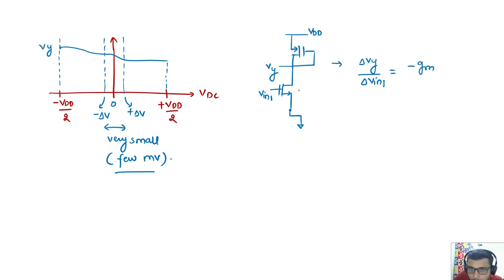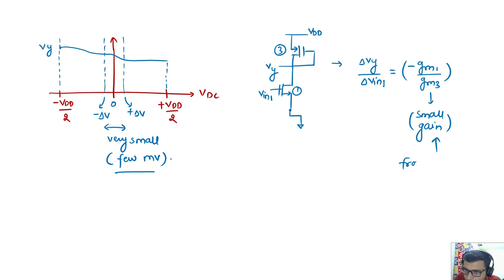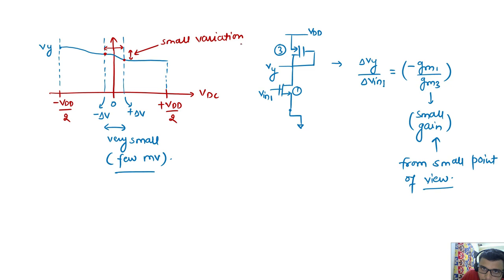What is it? It is gm of 1, let this be called 1 and this 3, divided by gm of 3. That's it, no? So it is a small gain from a small signal point of view. This can also be seen from the large signal point of view. When we are varying this signal, in this particular regime of 2 del V, you can see this variation is not much. It is a small variation, so the gain is less.